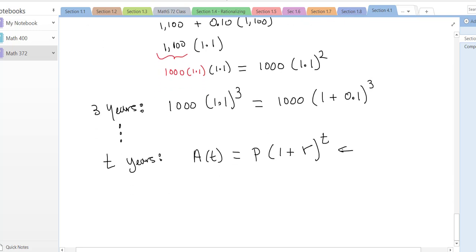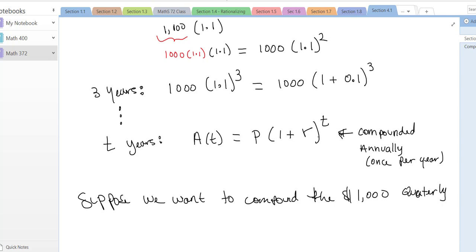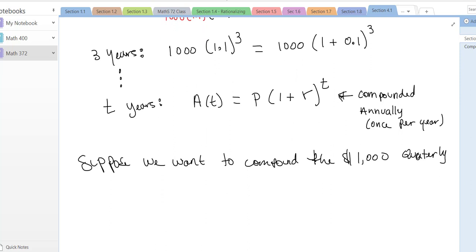Now this was because we were compounding the amount annually. Annually means once per year. What if we wanted to compound it, say, quarterly? So suppose we want to compound the $1,000 quarterly. So what will that look like?